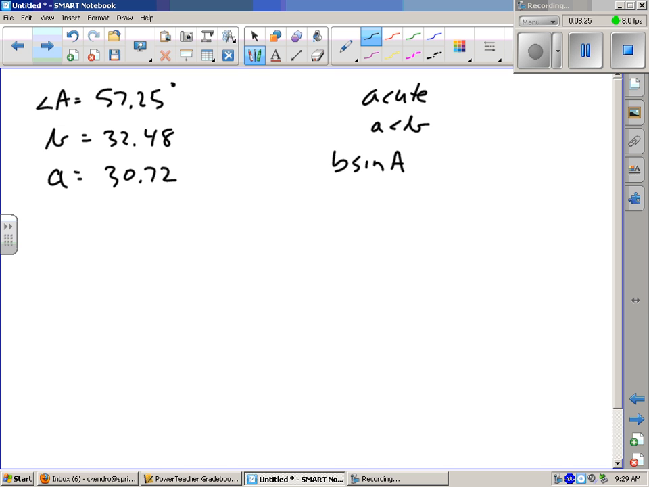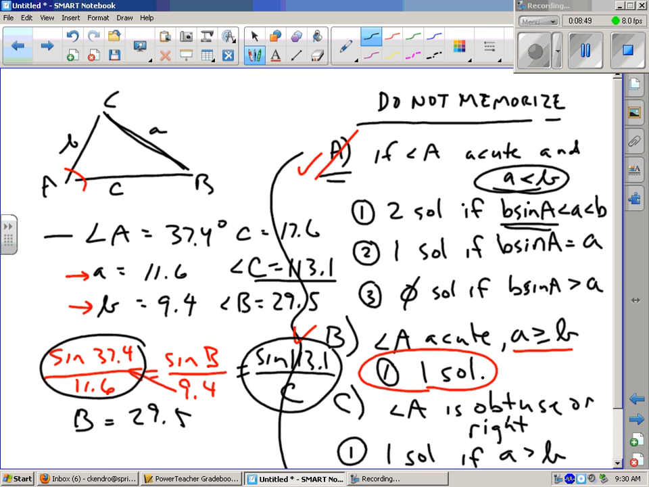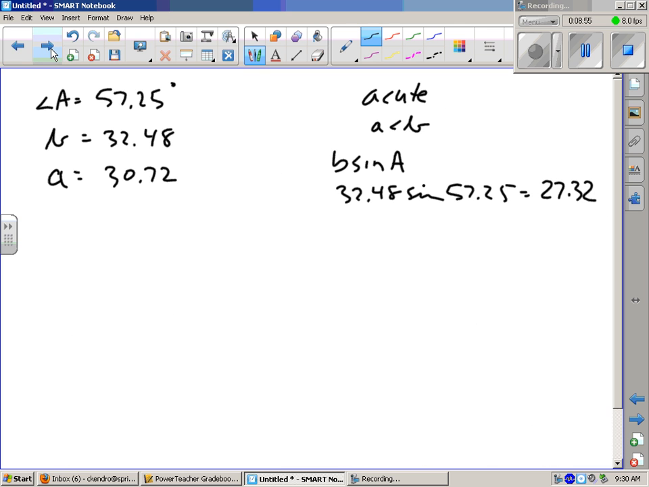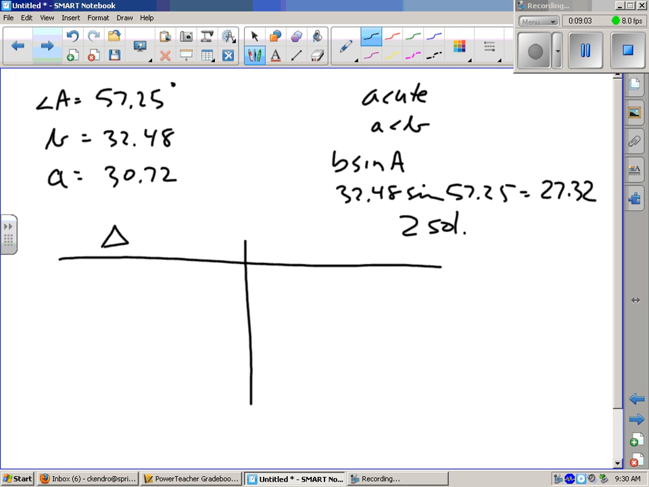So B sine A, let's see, that's 32.48 times the sine of 57.25. So B sine A is 27.32. Now 27.32 is less than both of these. So if I go back here, B sine A is less than both of them, then I know I'm going to have two solutions. All right, so two solutions. So we're going to separate this into two problems. This is triangle number 1, and this is triangle number 2.